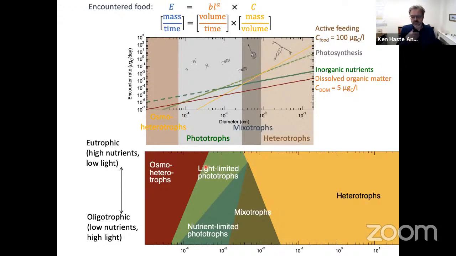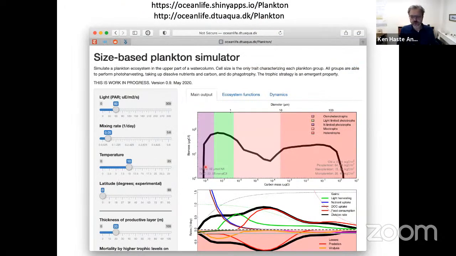What I want to do next is see, can we use the same principles to also know something about the structure and the function of these ecosystems? And what I'll do there is essentially create a model of the simple cell with exactly the principles and the parameters that we have here, combine it with the mechanism that the bigger cells would eat smaller cells, and put it all together in an ecosystem model. And this is what you get out of that model here. And you can try it out. There are two links here where you can, this is an online simulator. It may be a bit stressed if many people go on, but you can try.